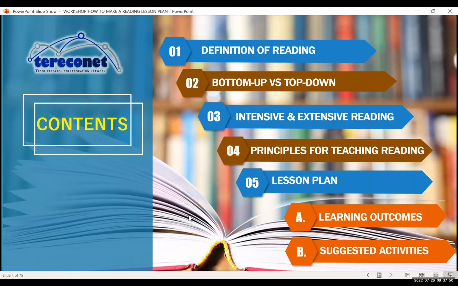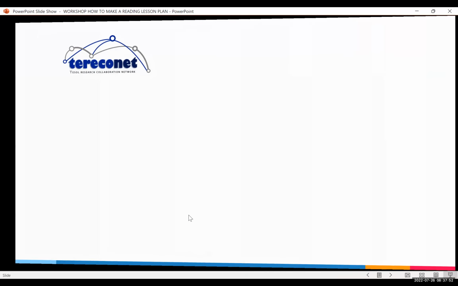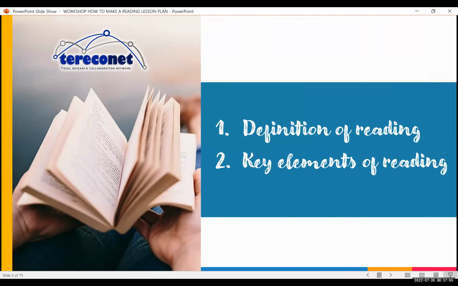Okay, so let's start with the first part, definition and key elements of reading. Just give me a moment, please. So again, I will send you the link. Let me explain the thing and then we start the activity. Just wait for me.